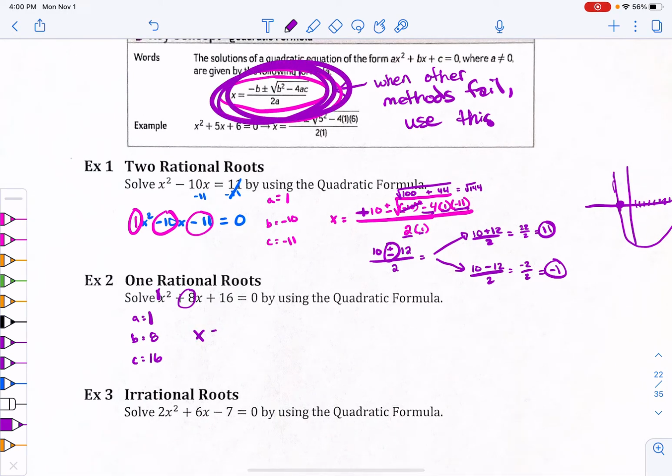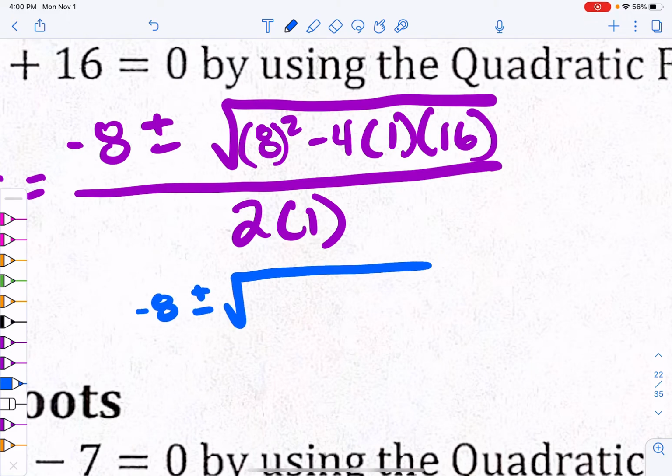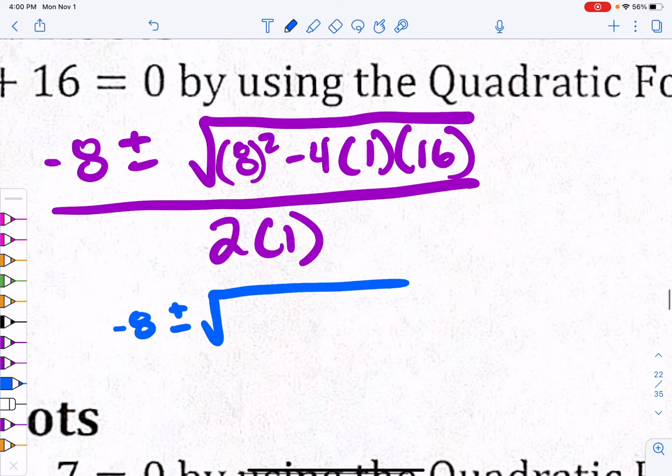We have x equals negative B, which will be negative 8, plus and minus the square root of B squared, which is 8 squared, minus 4 times A times C, all over 2 times A, which is 1. Okay, we're just plopping those numbers in there. All right, and now we do our simplifying. Okay, so negative 8 stays as negative 8, plus and minus the square root, and then let's simplify some of this stuff inside of here.